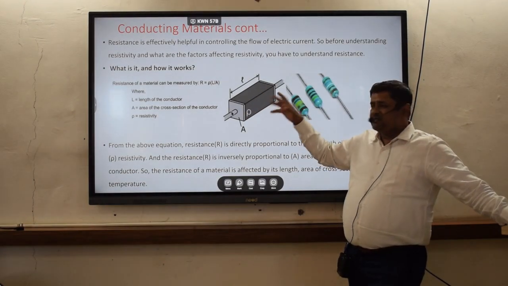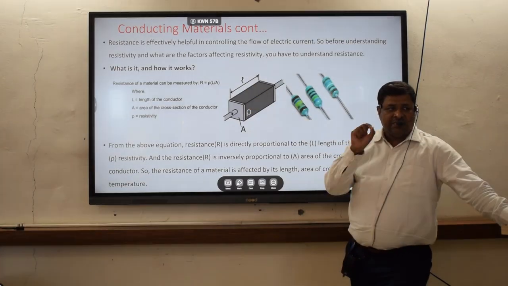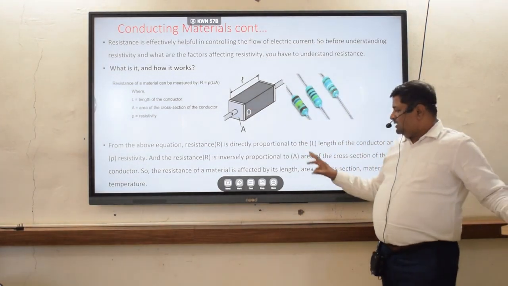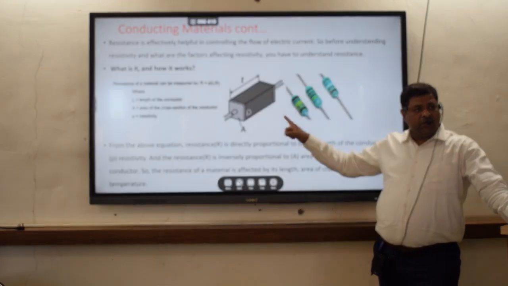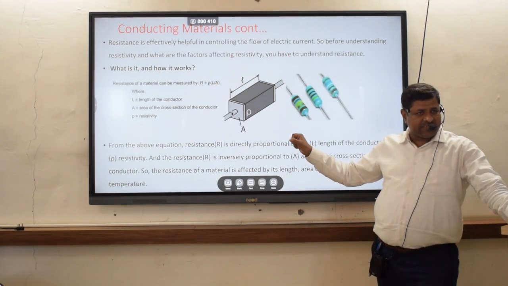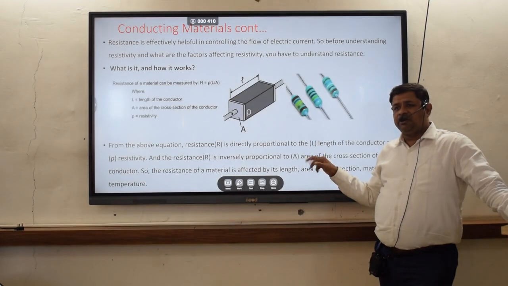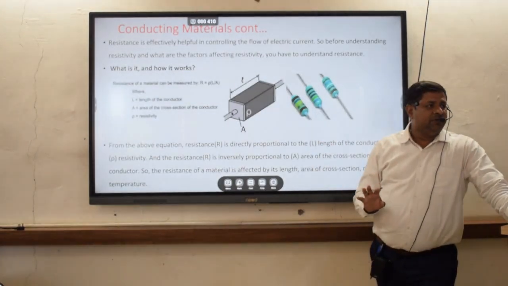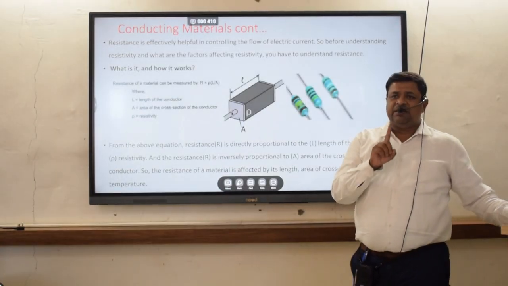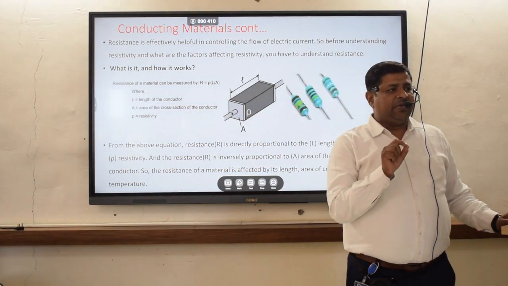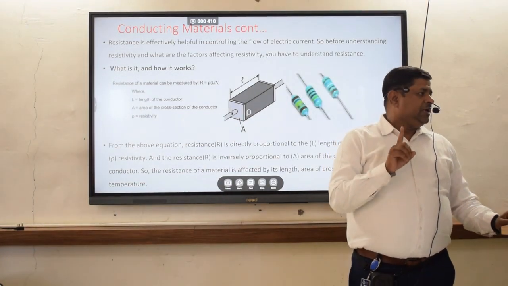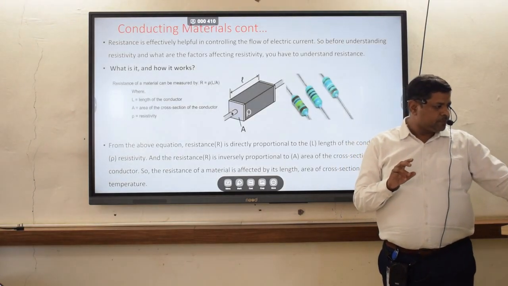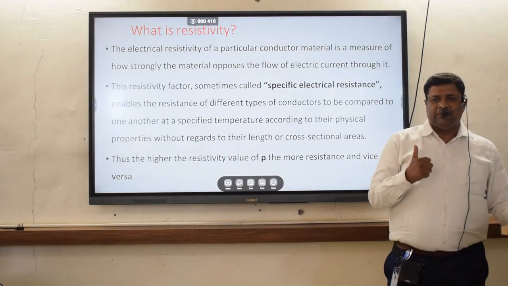So basically it is found from this equation that the resistance of the conducting material to the flow of current is affected by the area of the material through which the current is passing, the length of that conducting material, and also the resistivity of that material. It is directly proportional to the length and resistivity of the material, but at the same time it is inversely proportional to the area of that conducting material. Okay? So now, what is resistivity actually?